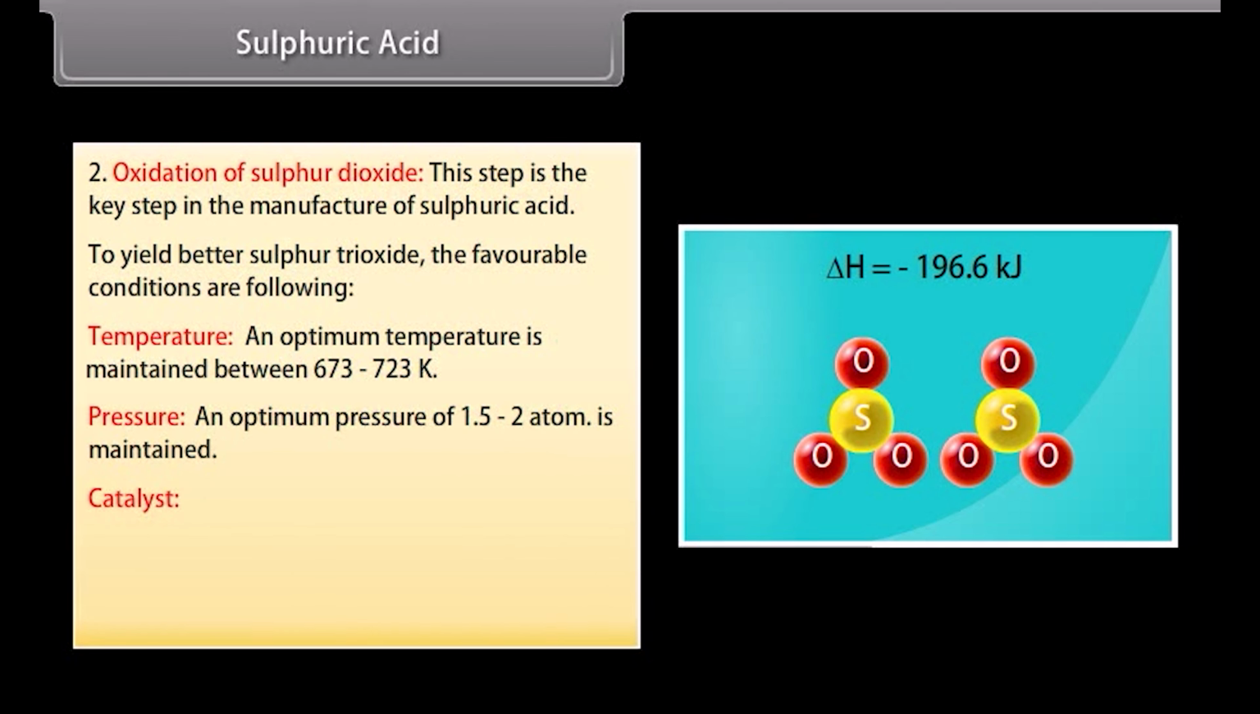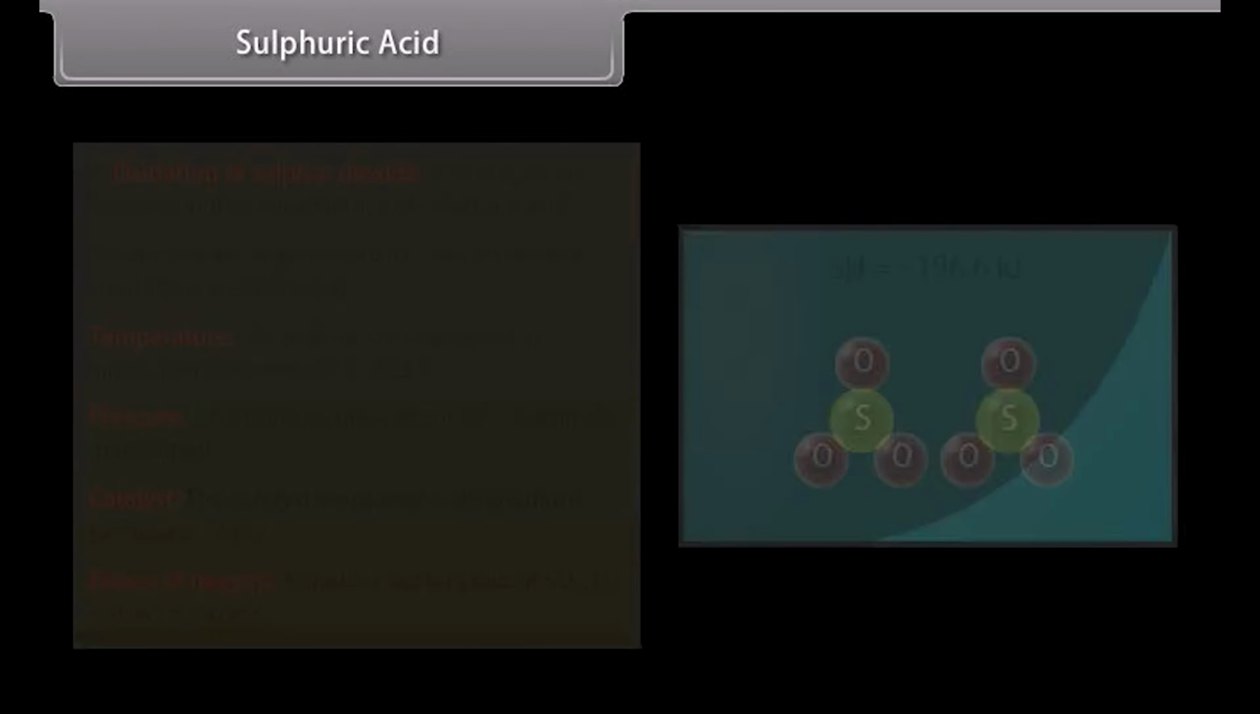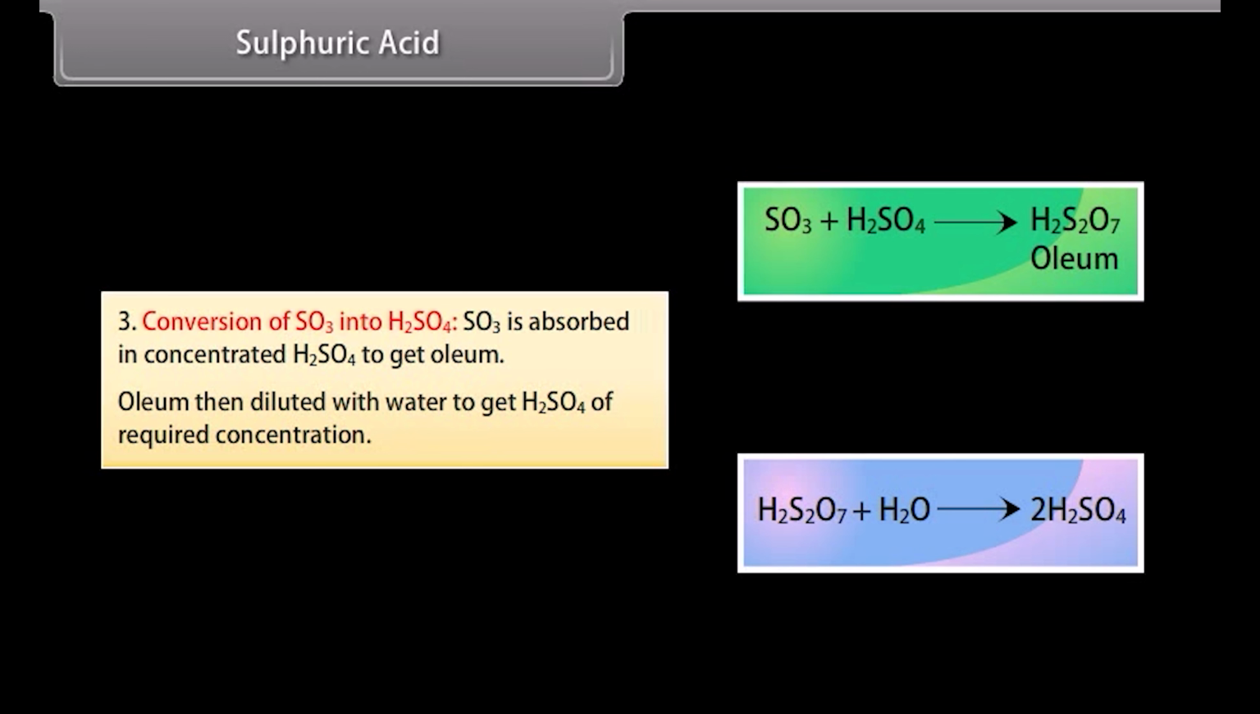Catalyst. At such a low temperature, the reaction is slow. The catalyst employed is divanadium pentoxide, V2O5. Excess of oxygen. To have a better yield of SO3, O2 is used in excess. Conversion of SO3 into H₂SO₄. SO3 is absorbed in concentrated H₂SO₄ to get oleum. Oleum then is diluted with water to get H₂SO₄ of required concentration.